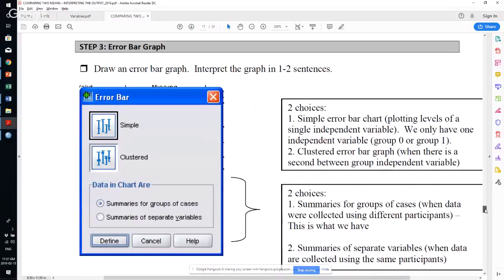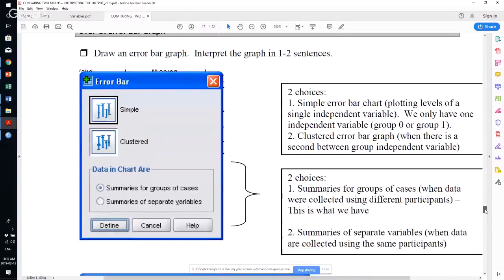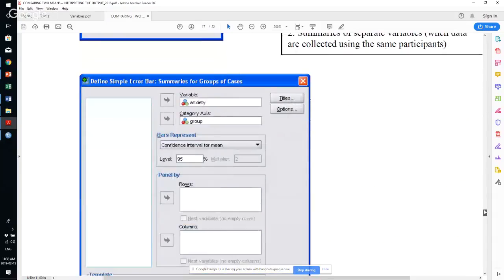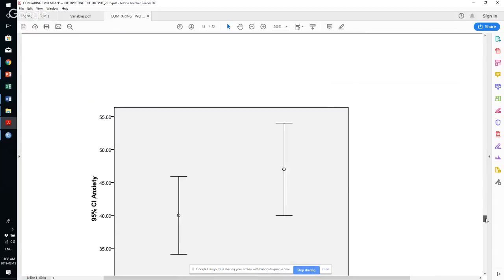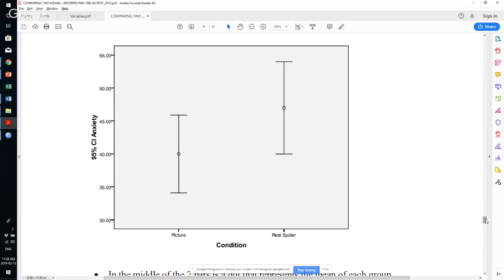Now here's my error bar chart. We've got 2 choices, simple or clustered. We only have 1 independent group, and clustered is when you've got a second group. So I click summaries of groups of cases. I then define it. Anxiety is my variable, and my category or factor variable is group. And I get this error bar.